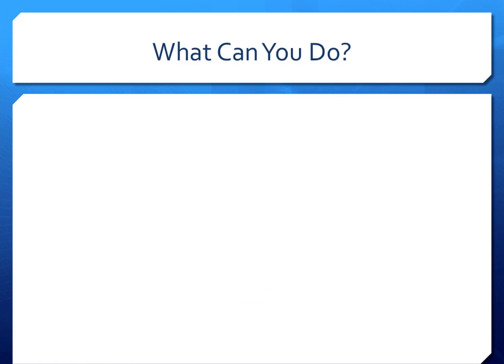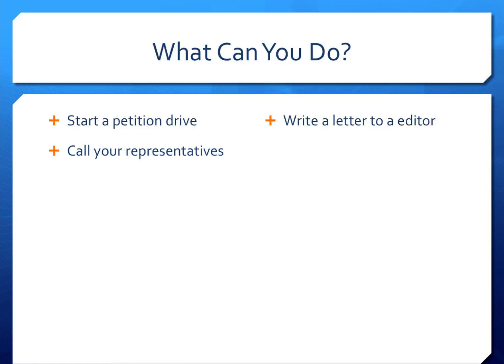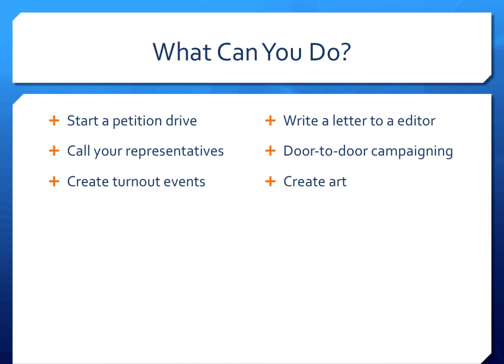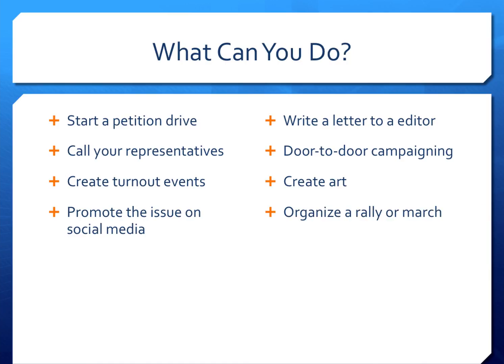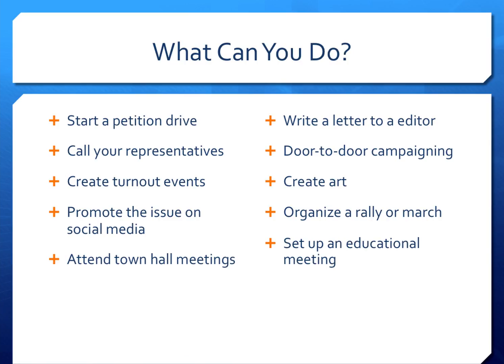What can you do? Start a petition drive? Write a letter to the editor? Call your representatives? Complete door-to-door campaigning? Create turnout events? Create art? Promote an issue on social media? Organize a rally or march? Attend town hall meetings? Set up an educational meeting? Attend organizational meetings? Or plan a boycott? And there are many ways that you can get your point across, so be creative and figure out what works best for you and your followers.